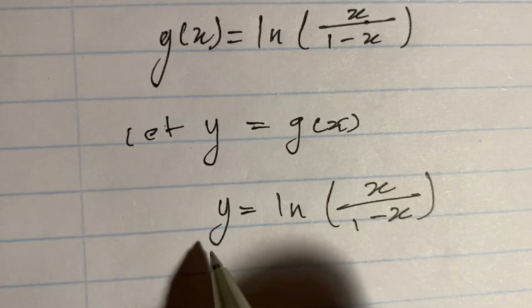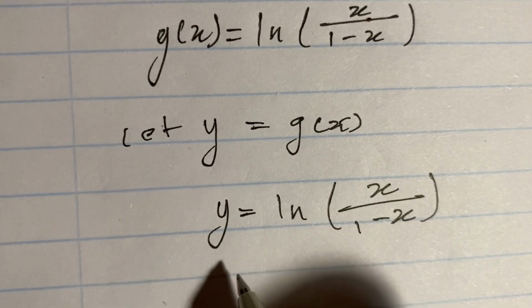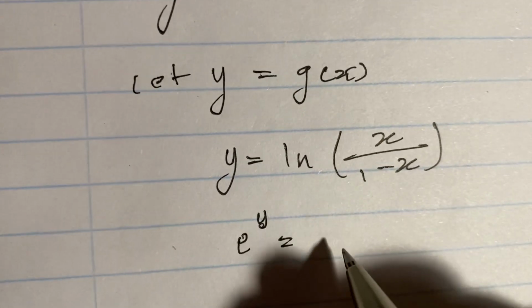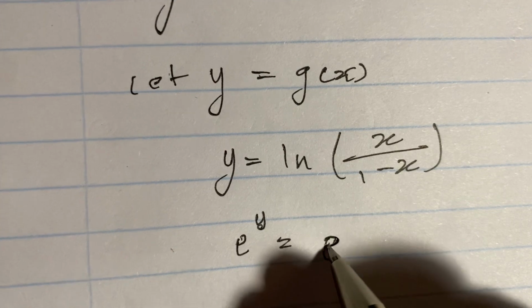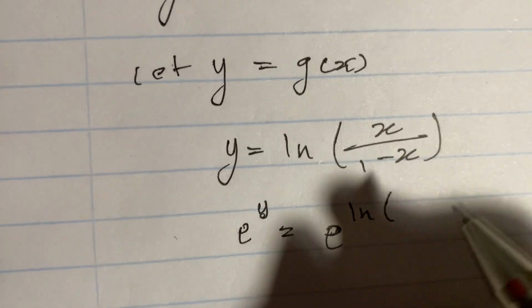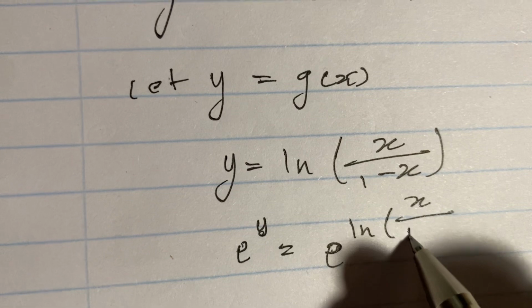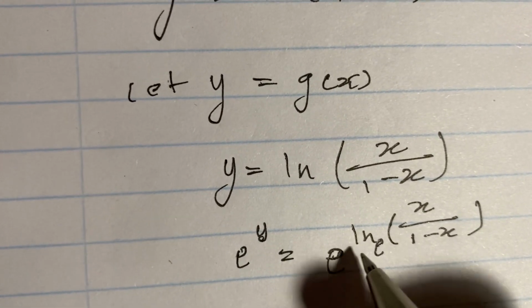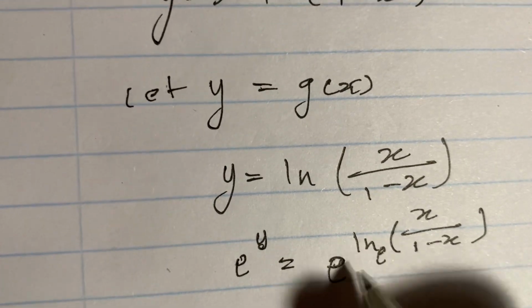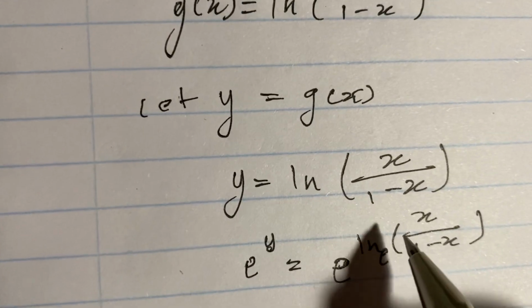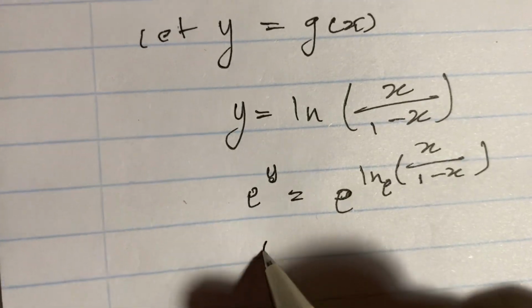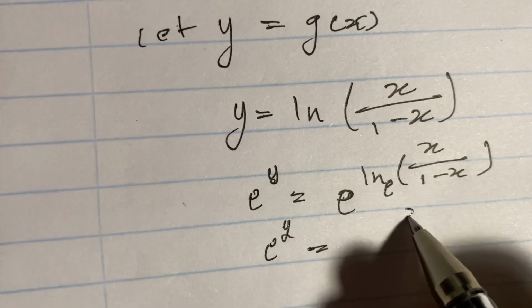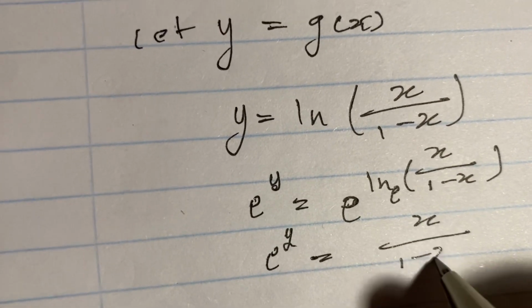How do we remove this ln? We just raise this whole thing to the power of e. So it will be e to the power of y equates to e to the power of ln of x over 1 minus x. This is base e, so anything with the same base, like logarithm with the same base, they just cancel out, so the whole thing goes down, and now you have e to the power of y equates to x over 1 minus x.